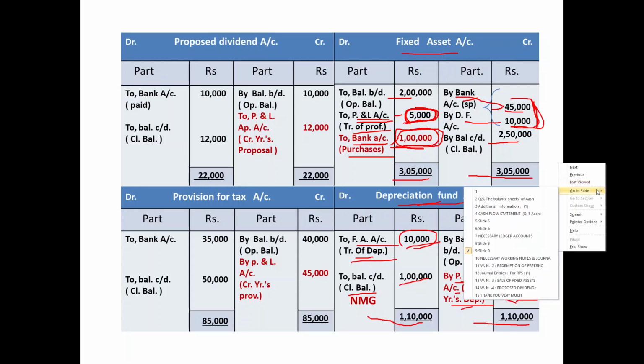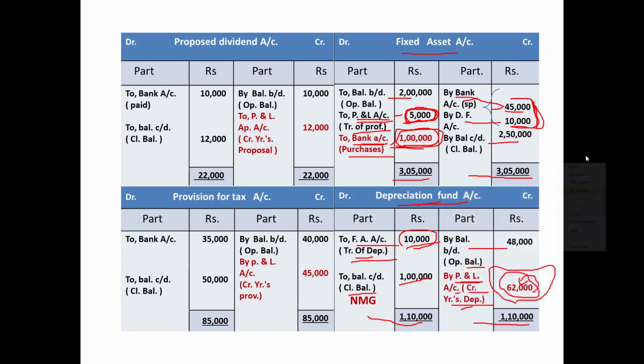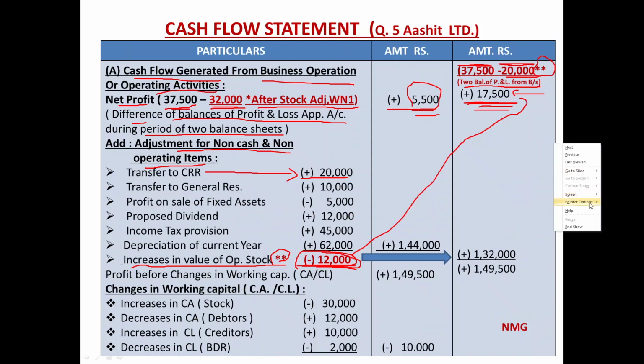Let us report it. Cash flow statement. Title A, cash flow generated from business operation or operating activities. Have a look. Profit on sale of fixed assets minus 5,000. ये हमने निकाल दिया क्योंकि कंपनी ने प्रॉफिट एंड लॉस में ये प्रॉफिट को क्रेडिट किया था. Depreciation of the current year plus 62,000. As a non-cash item, we added back it in the current year's profit.